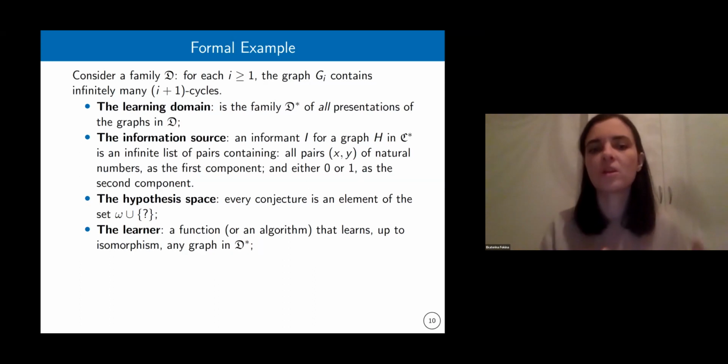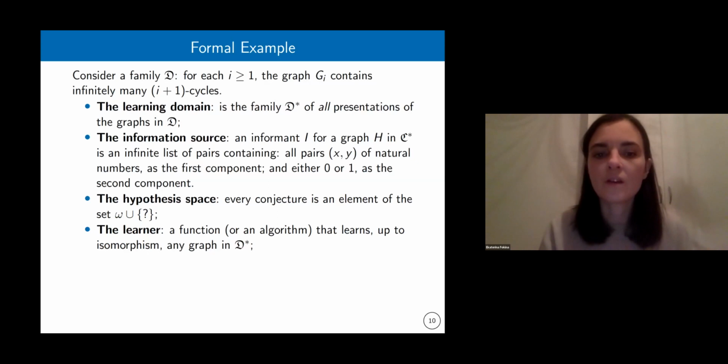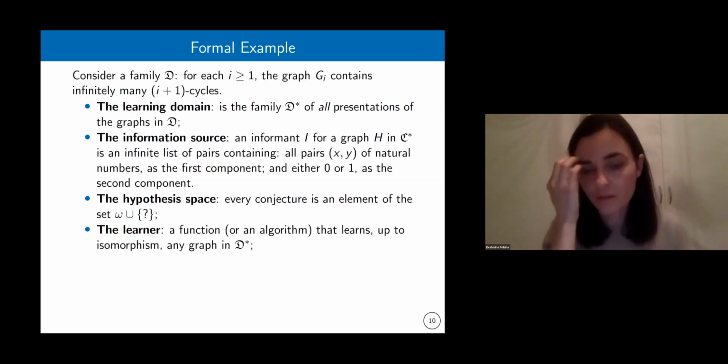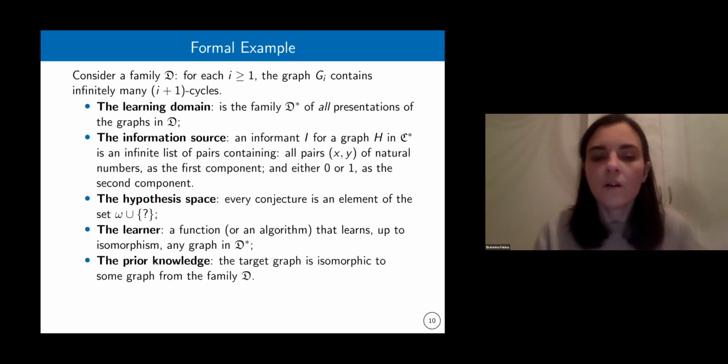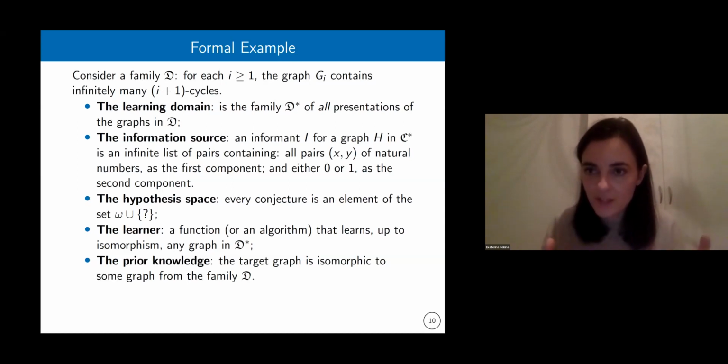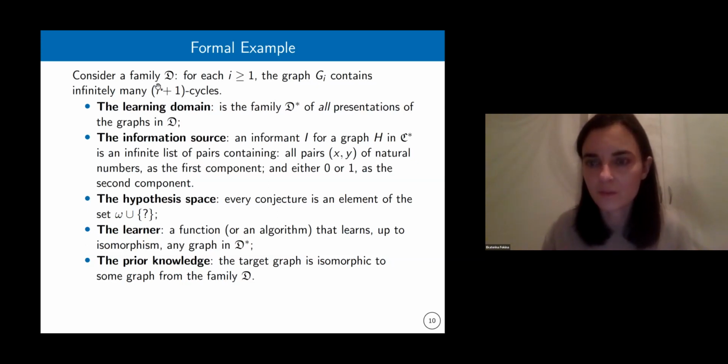We might also measure the complexity of this function that learns the structures in our class up to isomorphism, or whatever equivalence relation we want. And we know that what we are receiving are actually structures from the class. So these are graphs of this form. This is our prior knowledge.